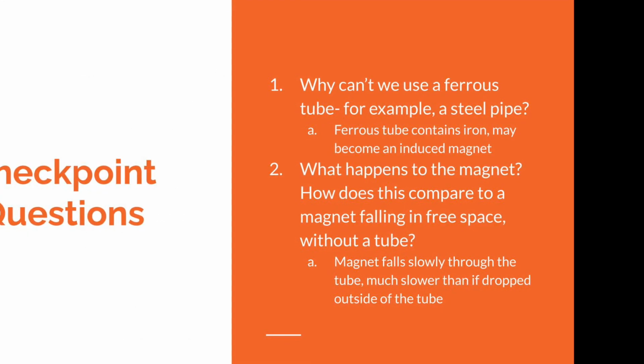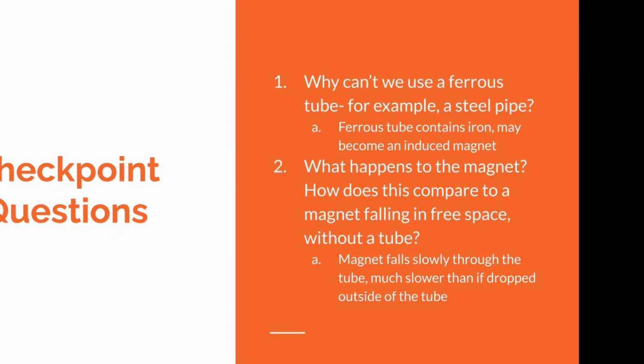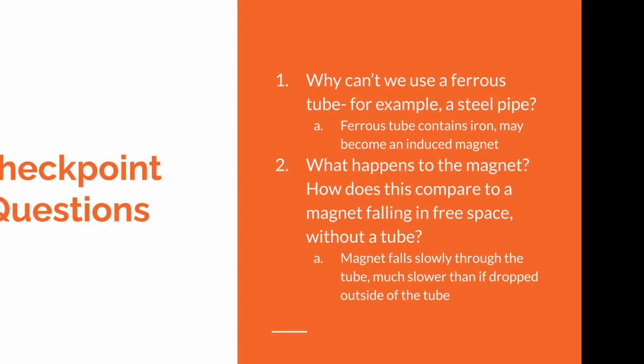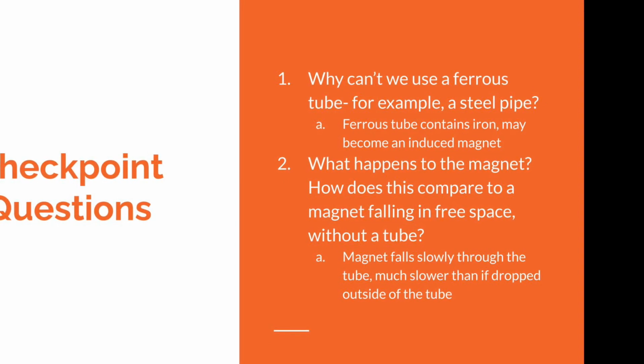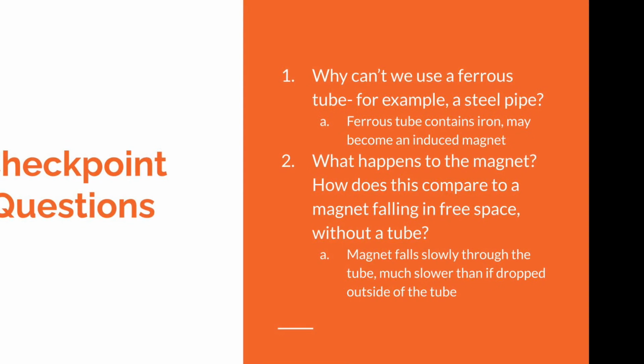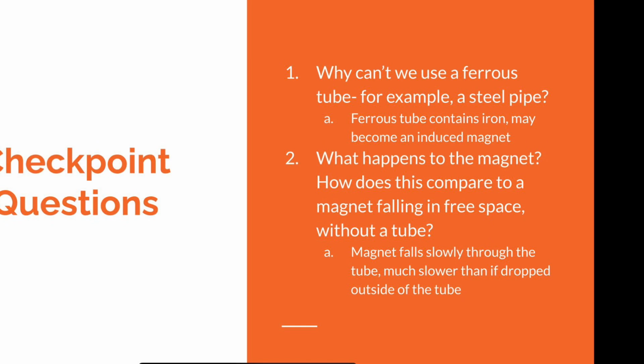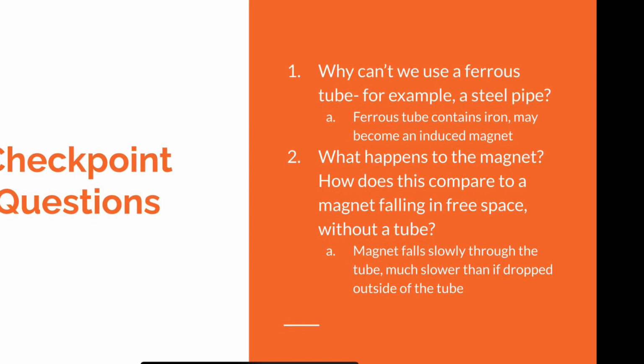A few checkpoint questions before we dive into the code and the model output. To start, number 1, why can't we use a ferrous tube, for example, a steel pipe? The reason that we can't use a ferrous tube is because a ferrous tube contains iron, and iron may become an induced magnet, which would interfere with this experiment.